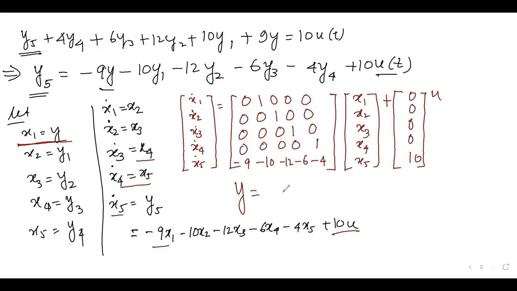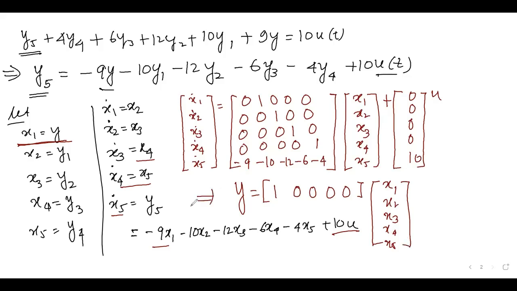Okay, y equal to x1 means 1 0 0 0 0 times x1 x2 x3 x4 x5. So this is the output equation. This is the state variable equation, state equation. So these two are the state variable equations.